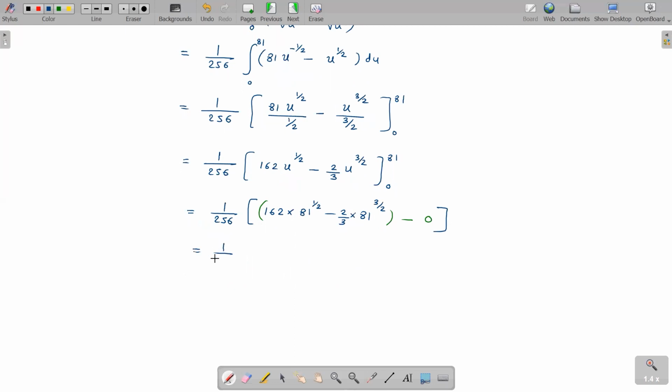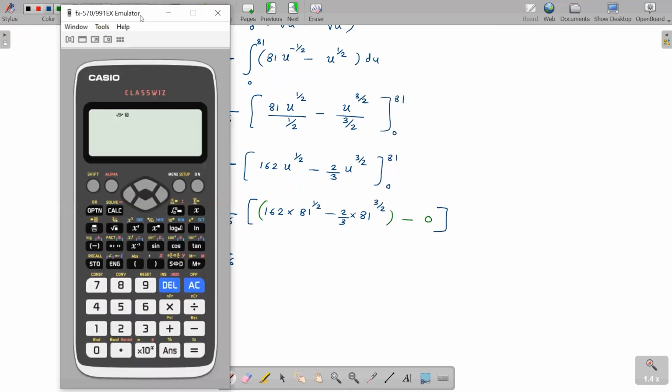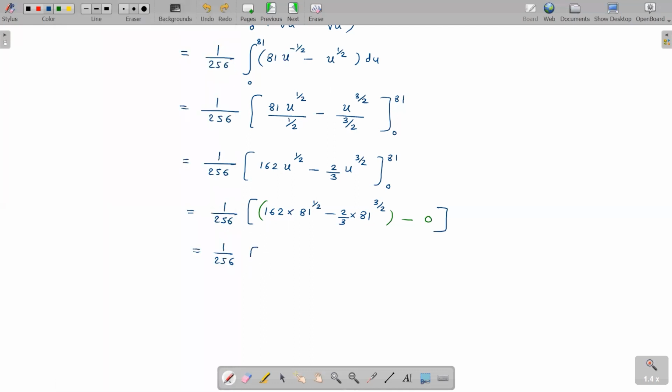So can you all type, they want the exact answer here, right? So 162 into root 81. 81 to the power half is basically root 81. That gives me 1458, minus 2 over 3 into 81 to the power 3 over 2, which is 486. So the other part, minus 0, is not necessary. So type the whole thing in the calculator and get the exact answer.